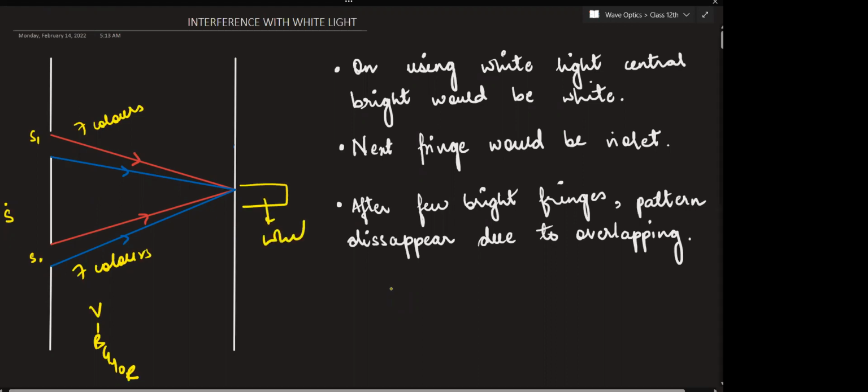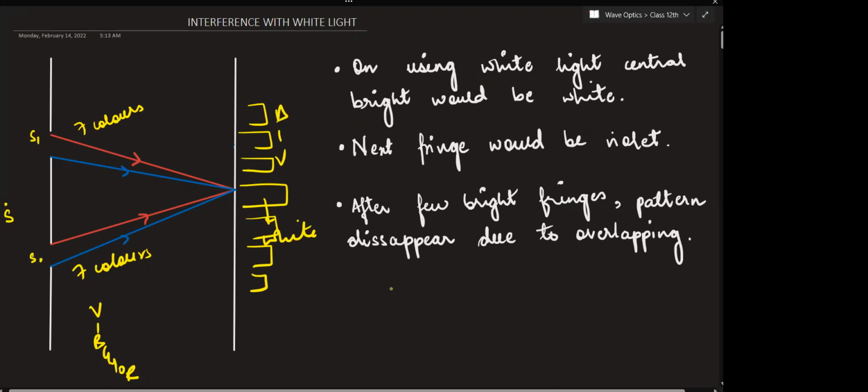This will be white. Then here violet will come, then indigo, blue. Like this, all the colors will keep on moving. Same thing here. This is what is known as interference due to white light. So on using white light, the central bright fringe would be white. Next fringe would be violet. After a few bright fringes, the pattern disappears due to overlapping.